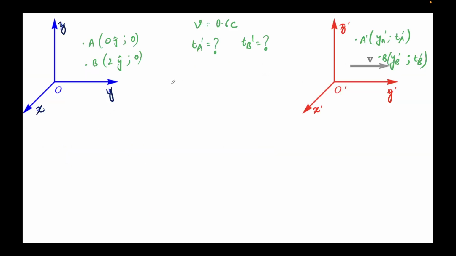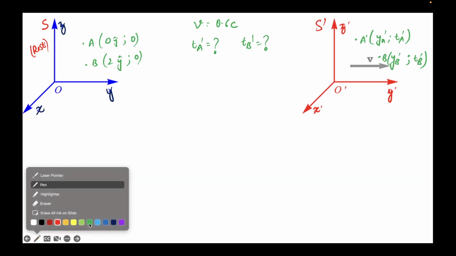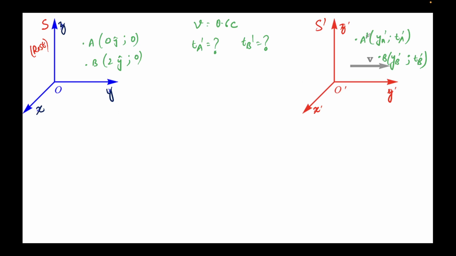I have just reproduced the previous system here. This is our frame S, which we can assume to be at rest, while the second frame, the moving frame S prime, is moving at some constant velocity v, equal to 0.6c. The two events A and B are happening at 0 ŷ and time 0 for A, and 2 ŷ and time 0 for B. Similarly, the same events happen at different coordinates in S prime, A prime and B prime, and we are required to find the time coordinates of A and B in the S prime frame, that is tA prime and tB prime.